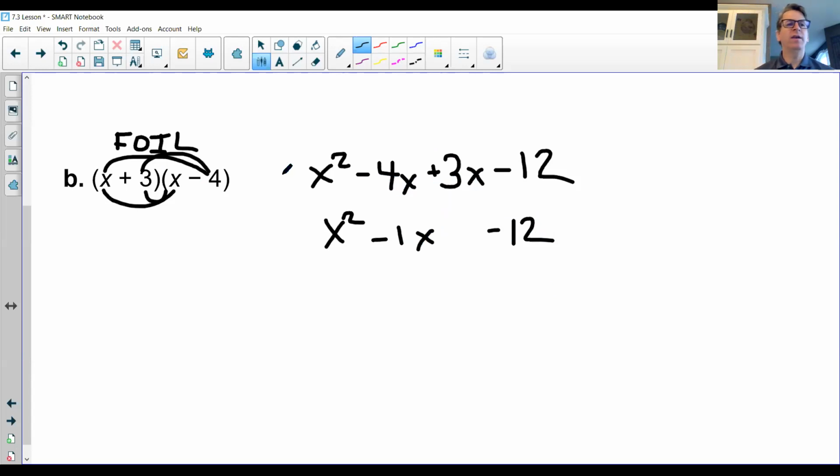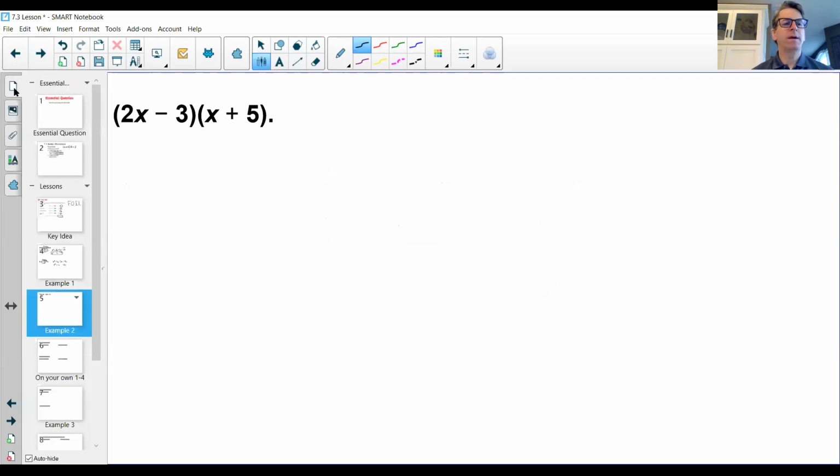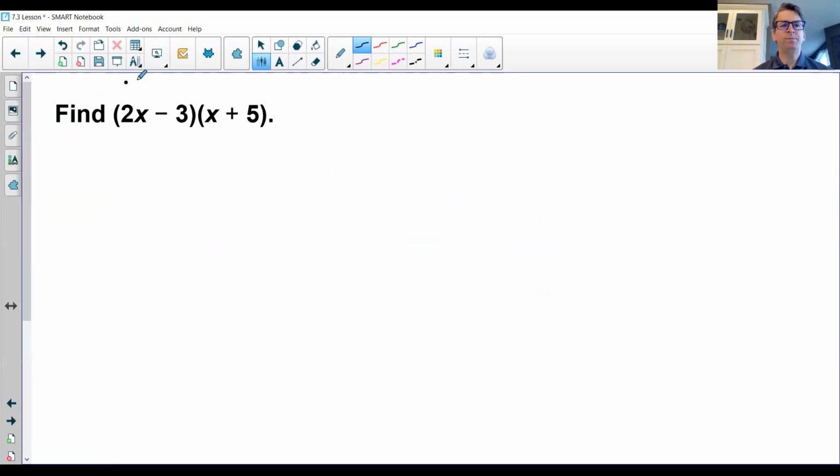Okay, let's move on. This one is example 2. The only difference here with this FOIL, because we're using FOIL from here on out. If you do have your book and you're looking through it, you're going to see these other two methods, but I am going to focus totally on FOIL, okay? So let's just do that with this one.